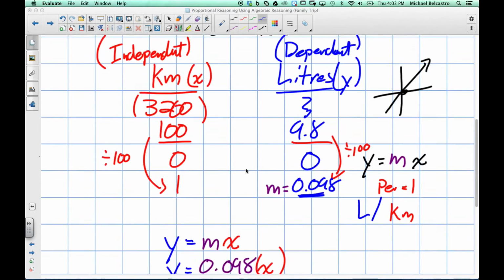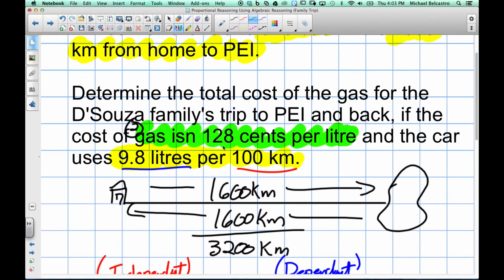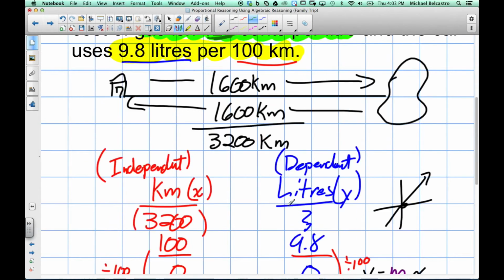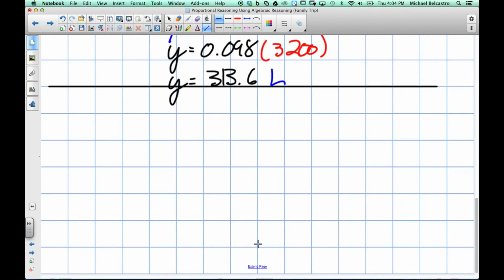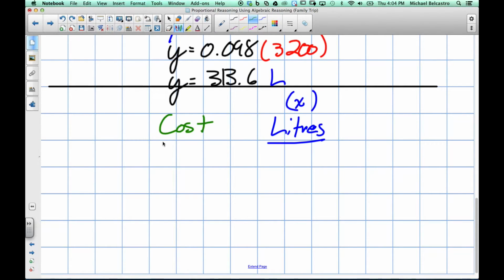But they're not asking us for liters. They're asking us what the cost is. And this is actually the rate to our cost. So we have to build two new variables. Think of this as a whole other type of question. Our two new variables are the family's cost, which we'll do in green, and how many liters they use. This time, our liters is our independent variable. That's going to be our x value. And their cost is going to be our dependent variable. This will be our y value. Same type of relationship. It's y equals m times x.